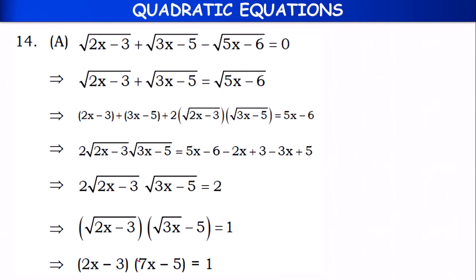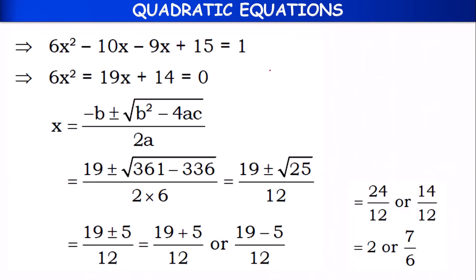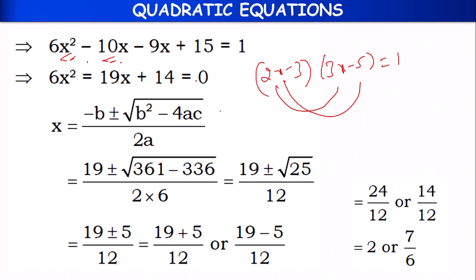If you multiply here, children, it is 3x, not 7x. So 2x into 3x. What are we getting here? 2x minus 3 into 3x minus 5 equal to 1. If you multiply, 2x into 3x becomes 6x square. 2x into minus 5 is minus 10x. Minus 3 into 3x is minus 9x. Minus 3 into minus 5 becomes plus 15. That equals 1.